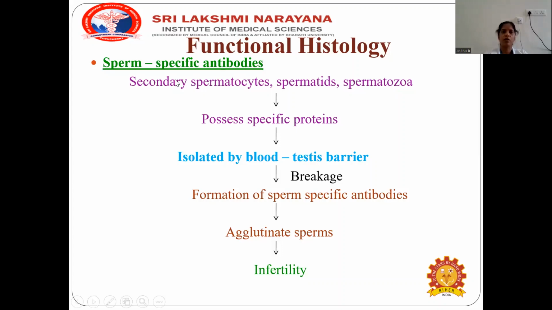So that is very important. Secondary spermatocytes, spermatids, and spermatozoa contain specific proteins. They are isolated from the testis by the blood-testis barrier formed by the Sertoli cells. If it breaks, what happens? There is formation of sperm-specific antibodies. This will agglutinate sperms and result in infertility. Okay, this is the one we have to know.